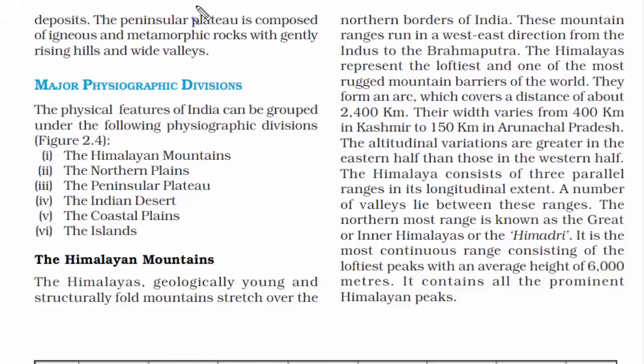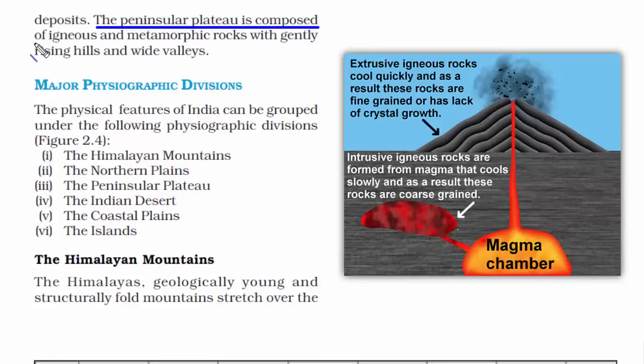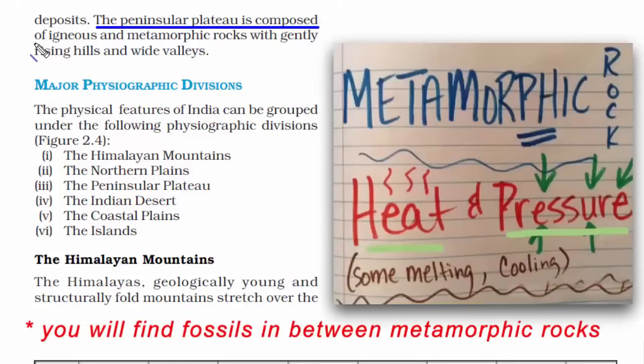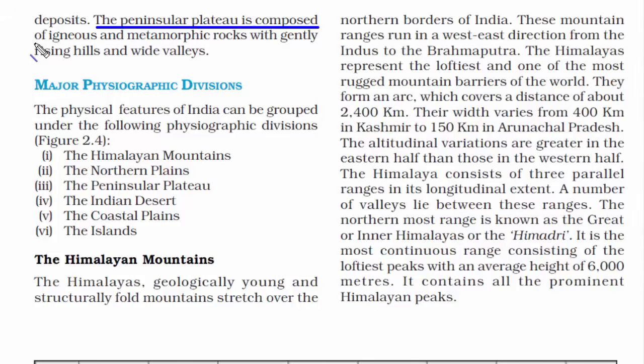But the Peninsula Plateau is quite different from the northern plains. It is composed of igneous and metamorphic rocks. Igneous rocks are those rocks which are formed through the cooling and solidification of magma or lava. And metamorphic rock is a type of rock which has undergone change by extreme heat and pressure. And since the Peninsula Plateau is the oldest landmass, these two rocks are bound to be present there.